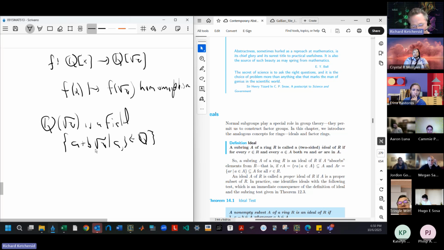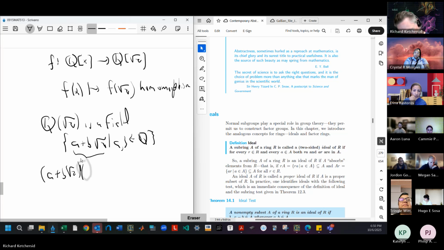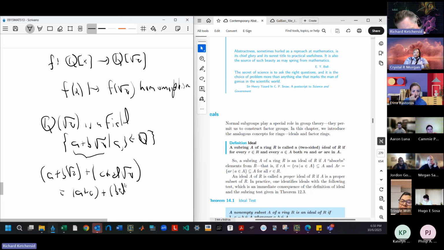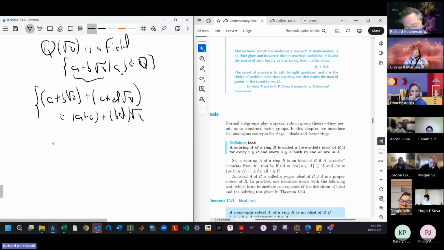So if I take two things in here and I add them together, do I obviously get a thing in there like that? If I take a plus b square root of 2 and I add c plus d square root of 2, then clearly I get a plus c, b plus d, square root of 2. So clearly it's closed under addition, right? Is it closed under multiplication? It is very algebra-like.